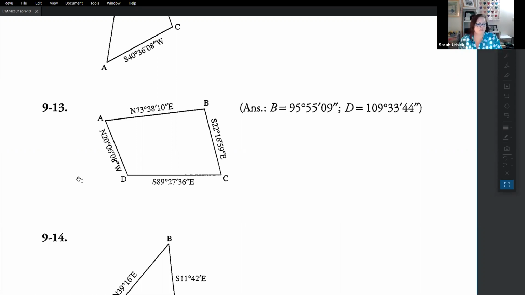Bottom line, it is either south 89 degrees, 27 minutes, 37 seconds east, and D is not 109, 33, 44. Or this should have been a W and not an E. So it should have been a western bearing. South 89, 27, 36 west, and then you will get the correct answer. Do you want me to work through the problem, or does that clear things up for anybody?